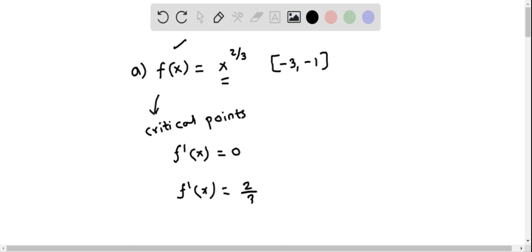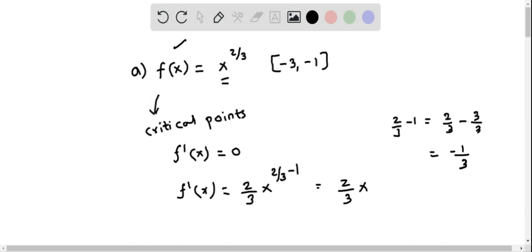So we put the power in front, 2 thirds, and raise x to the power of 2 thirds minus 1. So this equals 2 thirds x raised to the power of 2 thirds minus 1, and this equals 2 thirds minus 3 thirds, which equals -1 thirds. So this is basically x to the power of -1 thirds, and in fact we can rewrite this as 2 by 3 times x raised to the power of 1 third.